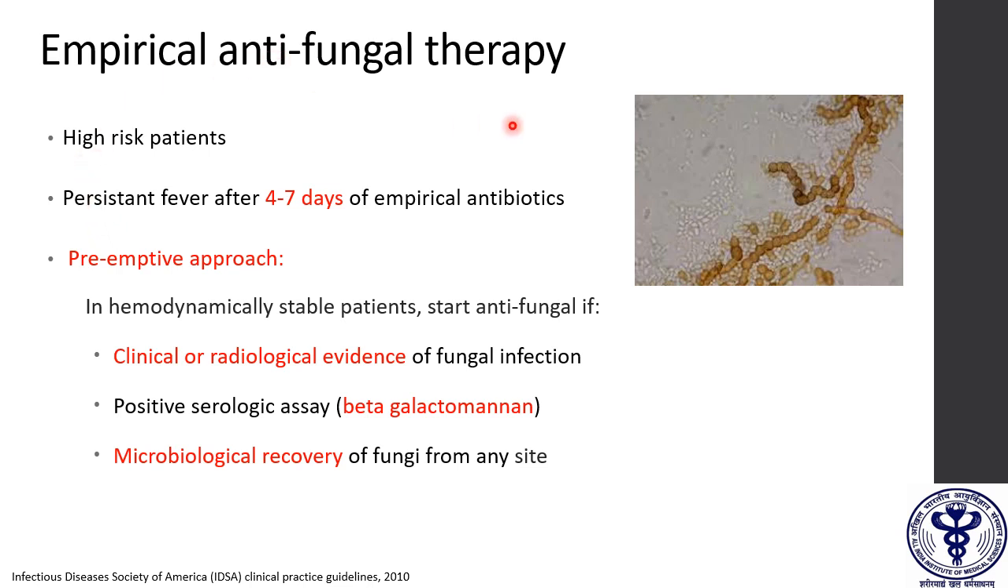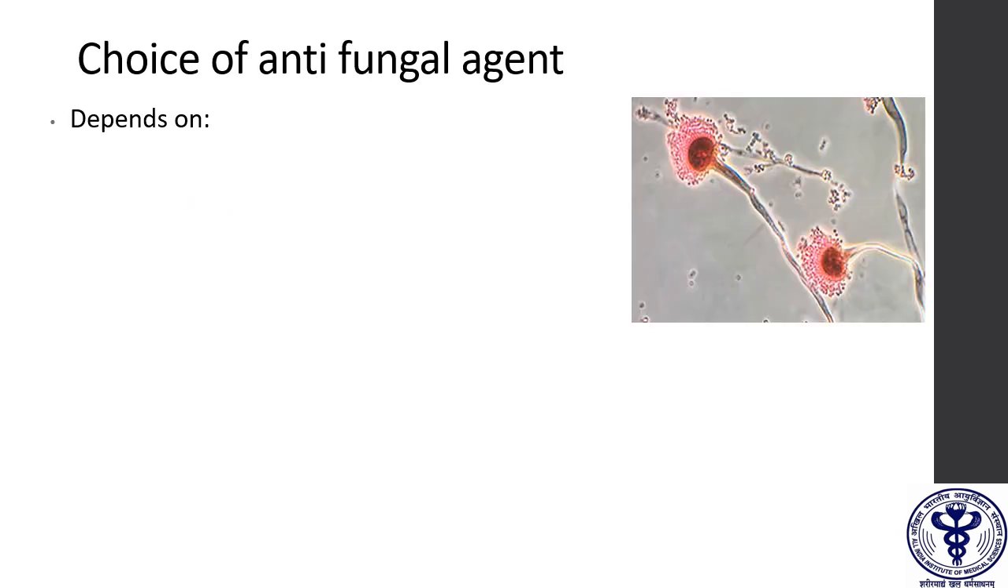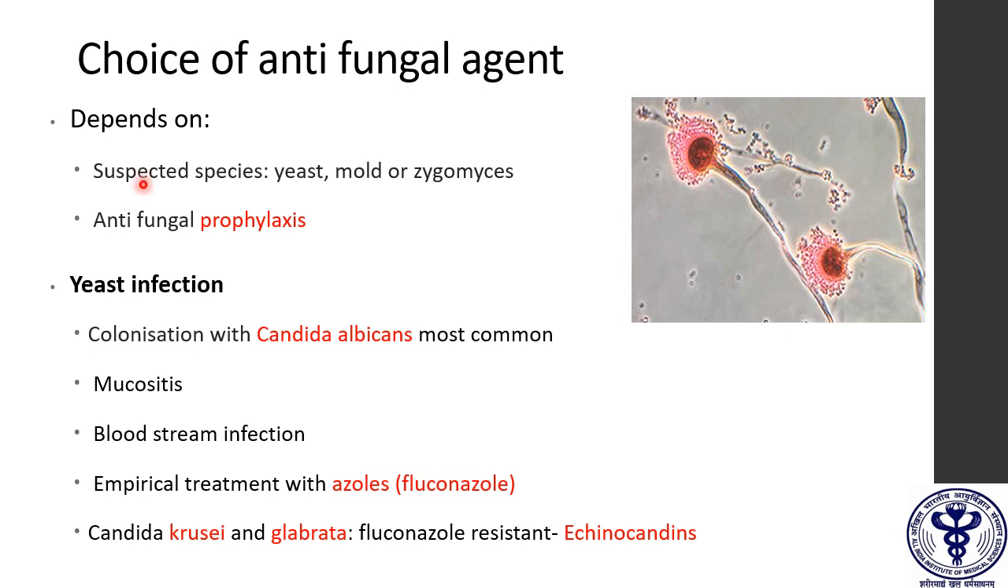So empirical antifungal therapy is given in high-risk patients. This will be indicated in case of persistent fever even after 4 to 7 days of empirical antibiotics. And preemptive approach, as we discussed, will be given if we have a clinical or radiological evidence of infection or a serological test like galactomannan. The choice of antifungal agent will depend on whether we are suspecting a yeast or a mold infection and whether the patient was already on any antifungal prophylaxis.